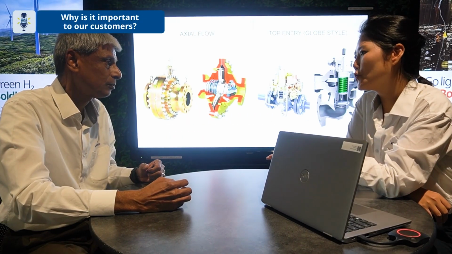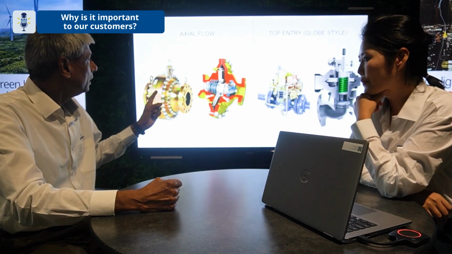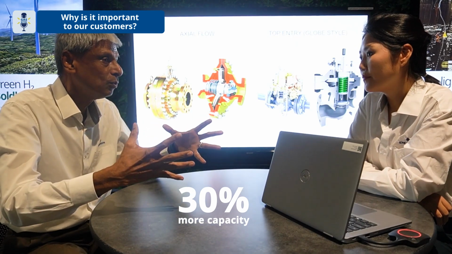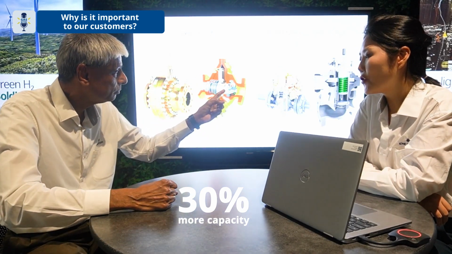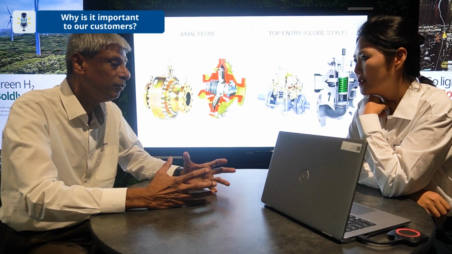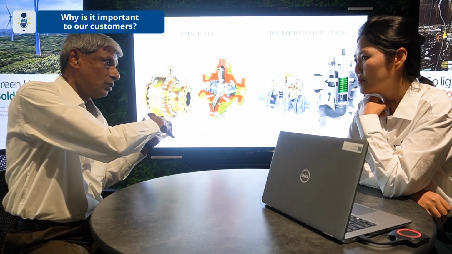Why do customers have to know about this, and why is it important to them? Axial flows can have approximately 30% more flow capacity compared to that one. 30%? Yes. Oh, that's significant. It is. And therefore, for some customers who think that in future they may have to gain more flow through this product, they can plan for axial flow. Today, maybe they're using only 70%, but in future they can get more of it.